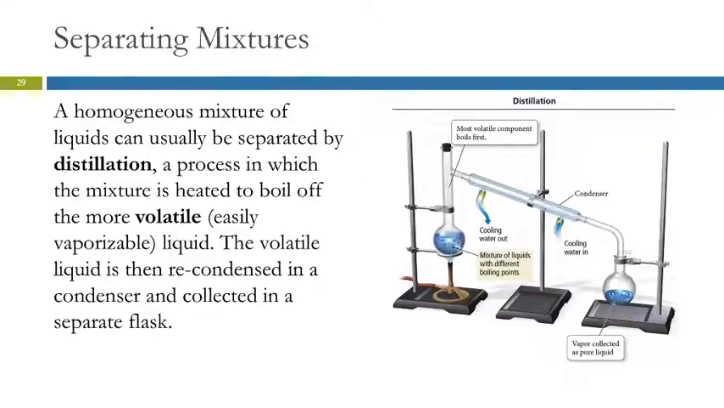Distillation is used for all kinds of things. It's used to separate crude oil into all the different useful components of it. There's many, many uses. So it can separate liquids that have different boiling points. The more volatile liquid will boil off first. Volatile means it's easy to vaporize. So that's distillation.